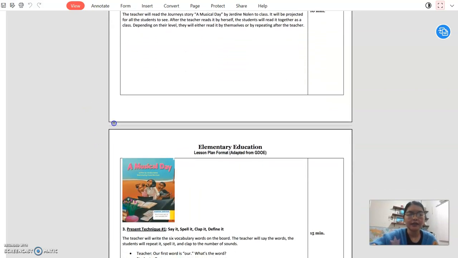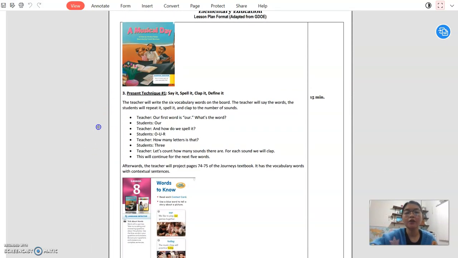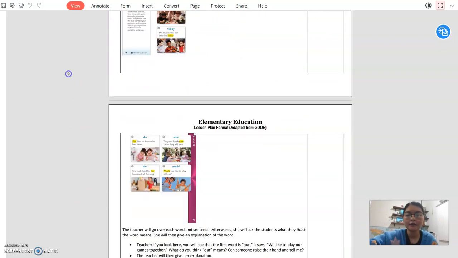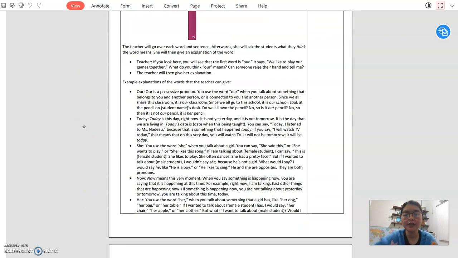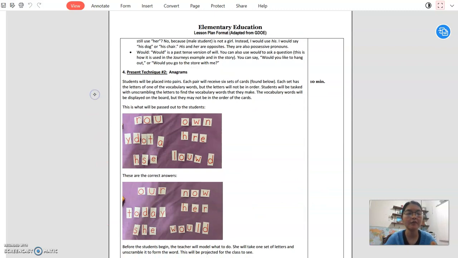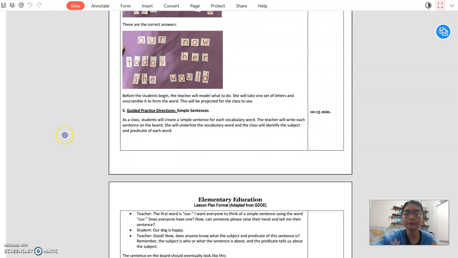For the present techniques, well, first, of course, I read the story, and then we go over the vocabulary words where students clap to the number of sounds in each word. And this use of rhythmic intelligence and kinesthetic intelligence keeps them engaged in the lesson. And then of course we go over the meanings of the word. And then we have this anagrams activity in which students unscramble the letters to make their vocabulary words. And this of course requires some level of linguistic intelligence and logical intelligence. And they do this with partners, so it helps strengthen their interpersonal skills.